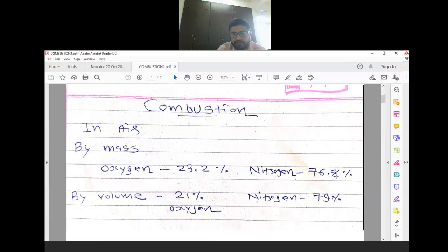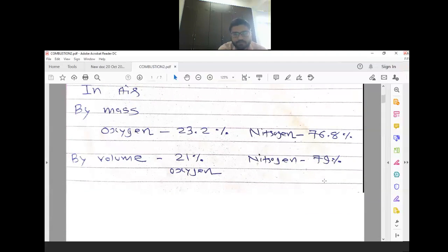Now according to volume, suppose we have 100 meter cube of air. In that, 21 meter cube will be oxygen and 79 meter cube will be nitrogen. If we take 100 kg of air, in that 100 kg air we will have 23.2 kg oxygen and 76.8 kg nitrogen. So I hope you have understood this.